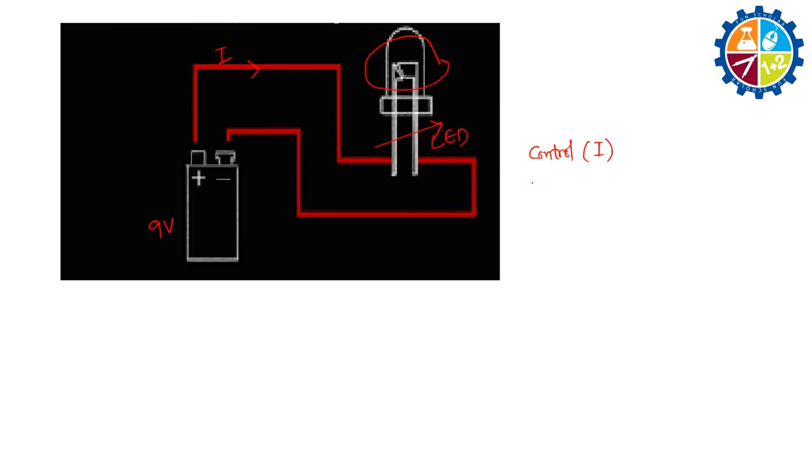That particular circuit element is known as a resistor, and this property of controlling the current is known as resistance. So we denote resistance in this fashion. This is the symbol of resistance, and the unit of resistance is given in ohms, or in this way.